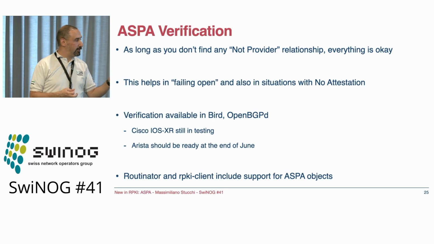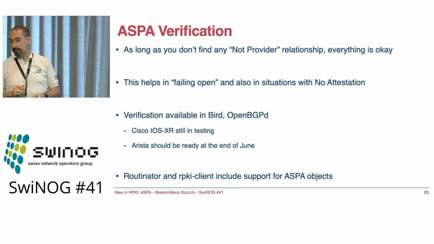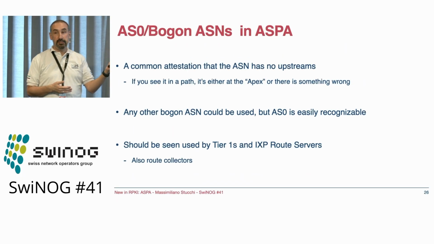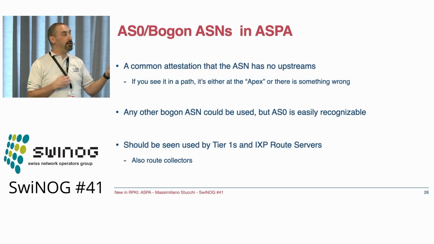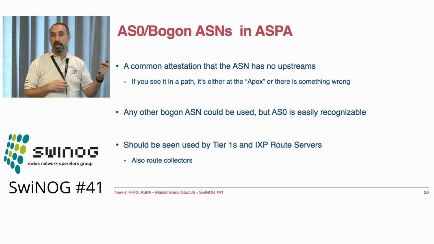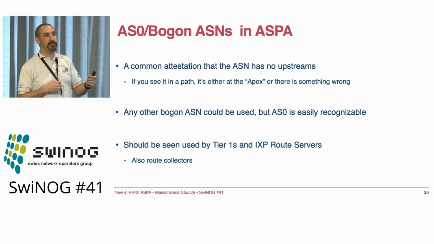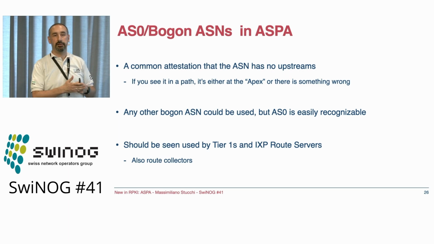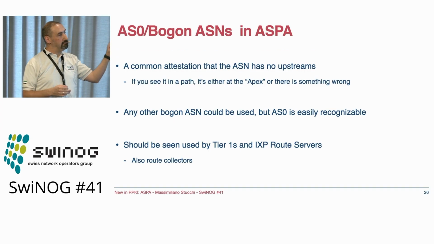Routinator has a flag you have to enable to add ASPA, but that's fine. So you've seen that I've used AS0. AS0 is a way to say I have no upstreams. Make sure no one treats me as a downstream for someone else. You could use any other bogon ASN, but AS0 is the one that's easily recognizable.